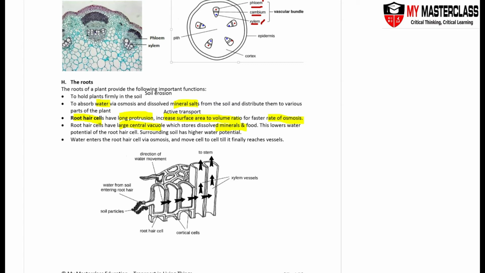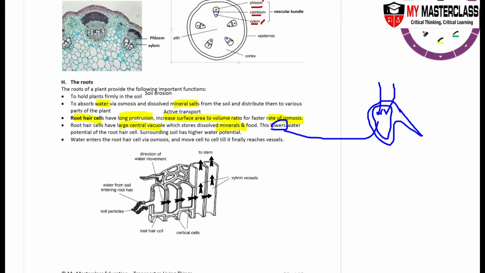When I have active transport of these minerals, let's say this is my root hair cell. Inside it I have my cell surface membrane, and my mineral salts are going to enter. Upon the mineral salts entering, the water potential in the root hair cell gets lowered. Since the water potential gets lowered, what process will take place next? The next process is osmosis, which is just the movement of water.